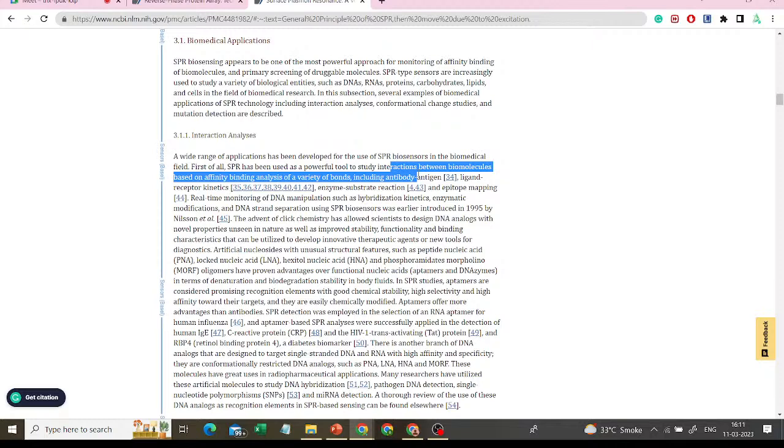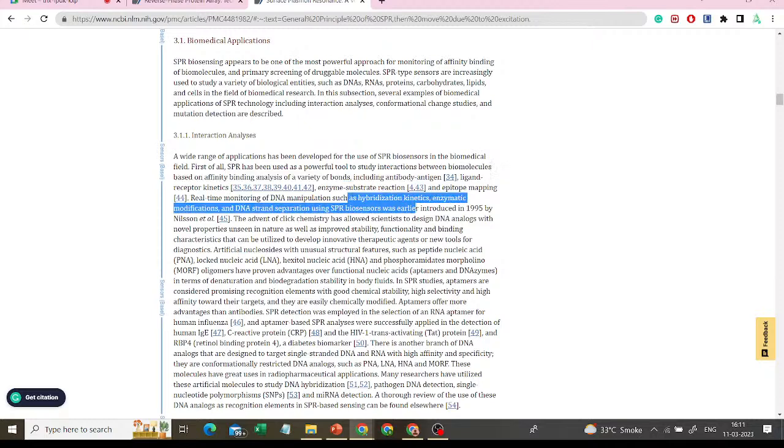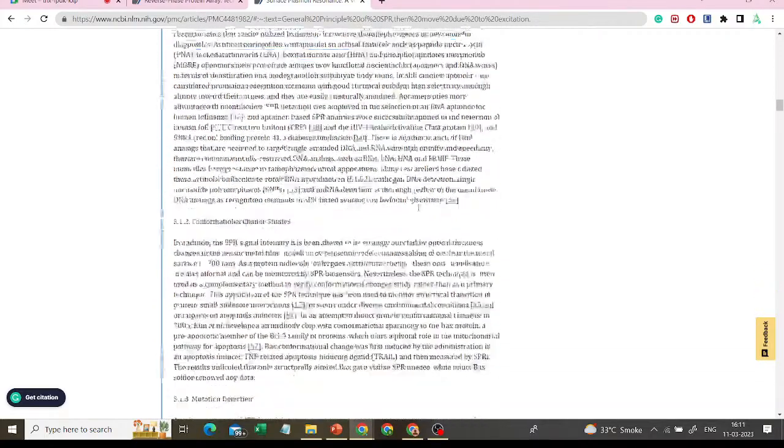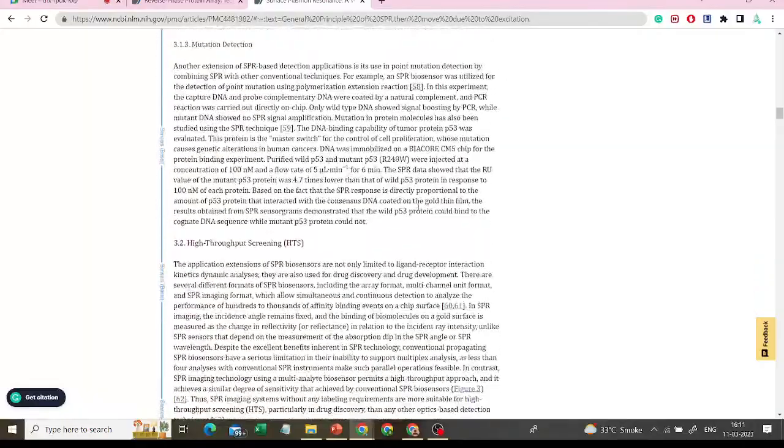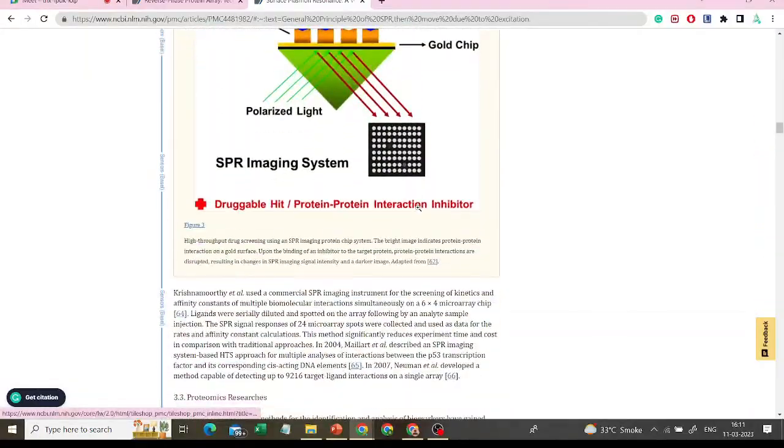So epitope, antigen, antibody. So you can tell whether that particular region of the protein would be the best epitope, or can be used as a vaccine candidate or not. Then real-time DNA manipulation such as hybridization kinetics, enzymatic modifications, DNA strand separation, all this can be used. Then conformational mutation detection, high throughput screening.